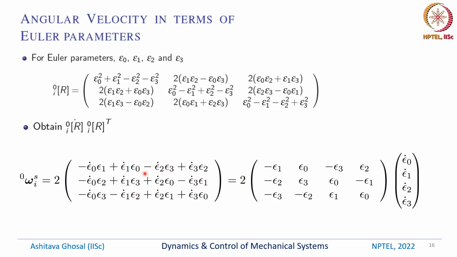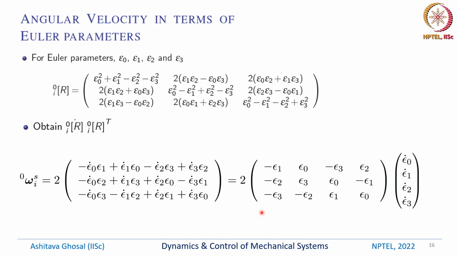This can further be written, all this column vector with 3 elements, can be written as a matrix. So this is a 3 by 4 matrix into a 4 by 1 vector, the derivative of epsilon 0, epsilon 1, epsilon 2 and epsilon 3. So the space fixed angular velocity vector, which is nice to see, can be obtained as epsilon 0, epsilon 1, epsilon 2 in some matrix into the time derivative of those 4 Euler parameters.